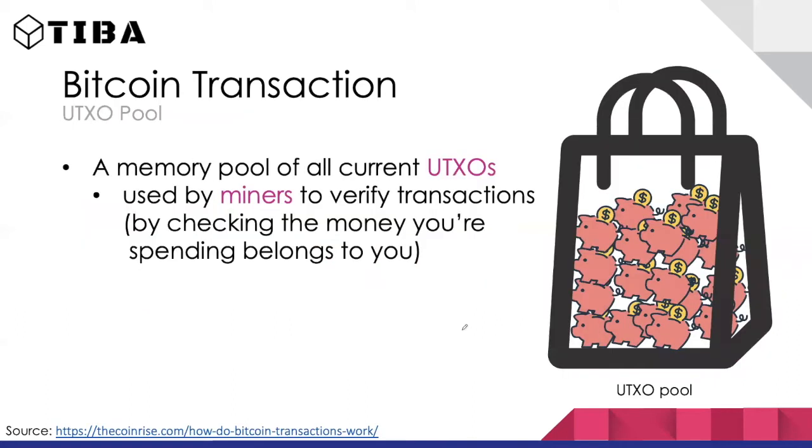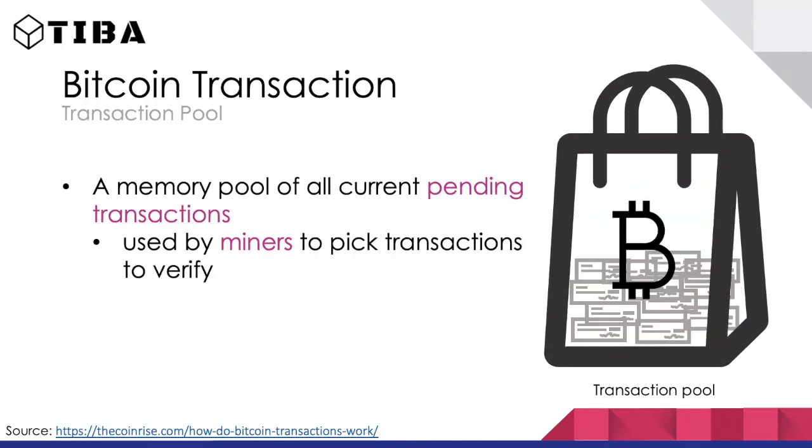Just some terminology here. A UTXO pool is basically a memory pool that stores all the current UTXOs. It's used by miners to verify transactions, so you're able to see who owns what Bitcoin, and verify that those Bitcoin belong to someone who's trying to spend it. Another terminology is the transaction pool. You put all the current pending transactions together, and then the miners can go ahead and pick up some of them to verify.